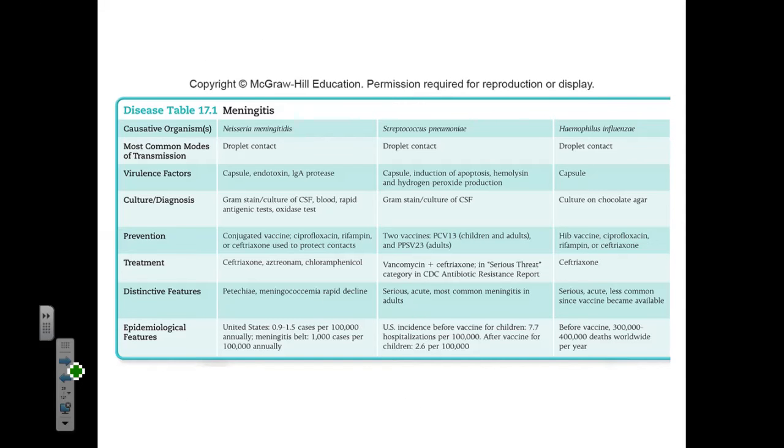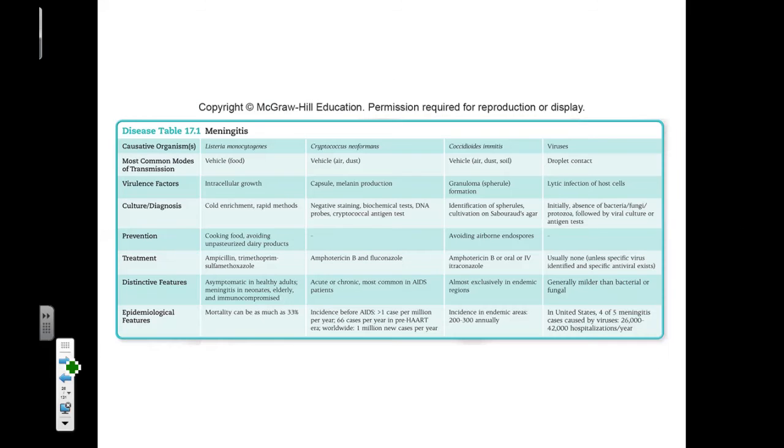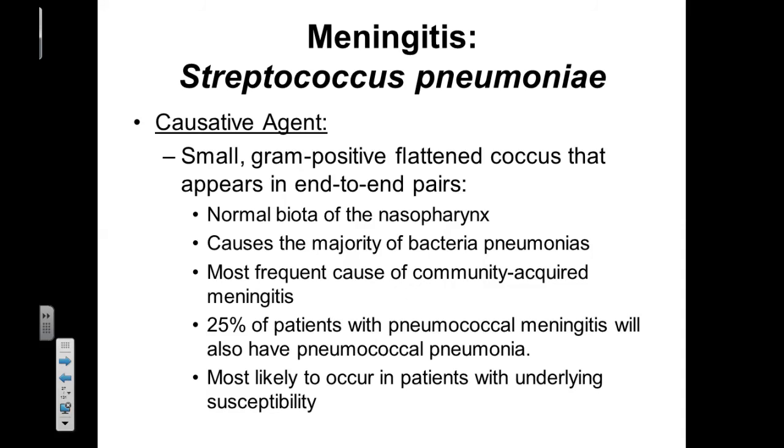So we have our first form of meningitis that we've talked about, which is from Neisseria meningitidis, but there are several other pathogens that cause meningitis we have not talked about yet. Those include Streptococcus pneumoniae, Haemophilus influenzae, Listeria monocytogenes, Cryptococcus neoformans, Coccidioides immitis, and several viruses. So let's talk about those other pathogens that can cause meningitis.